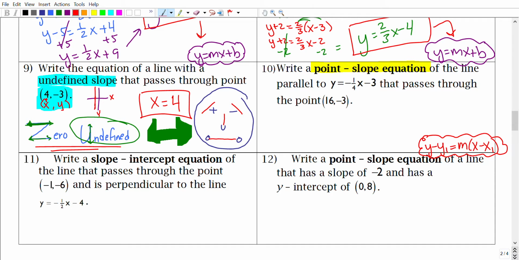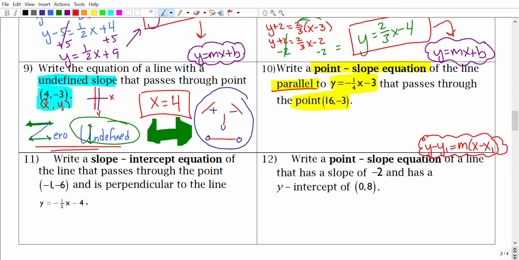Of a line that is parallel to this equation and passes through the point (16, -3). So this time we're actually merging two things: something we talked about in the previous section, which was point-slope equations, and something we talked about this section, which was parallel and perpendicular lines. So we need something that's parallel.